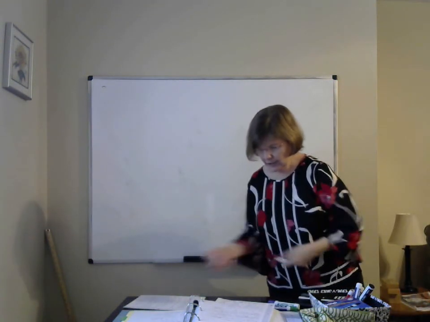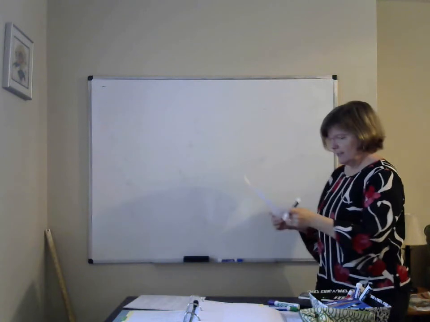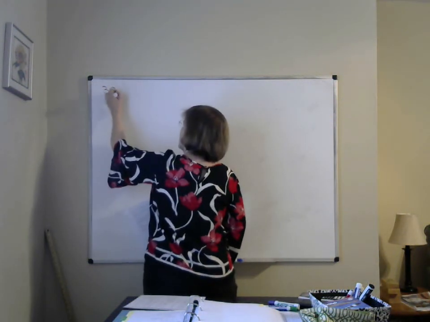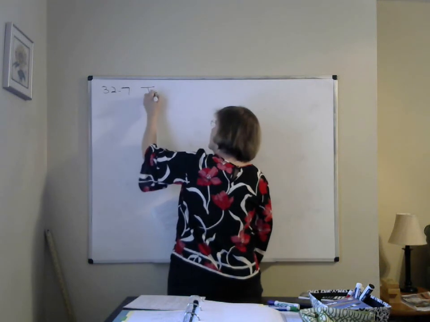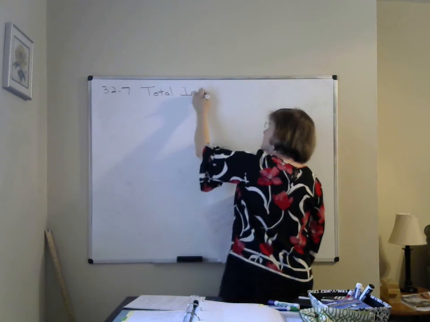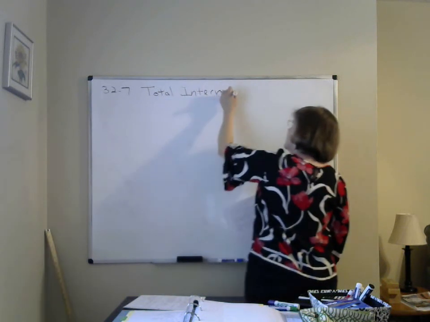Our last section, I can't believe we've already made it to the last section, 32.7 deals with something called total internal reflection.